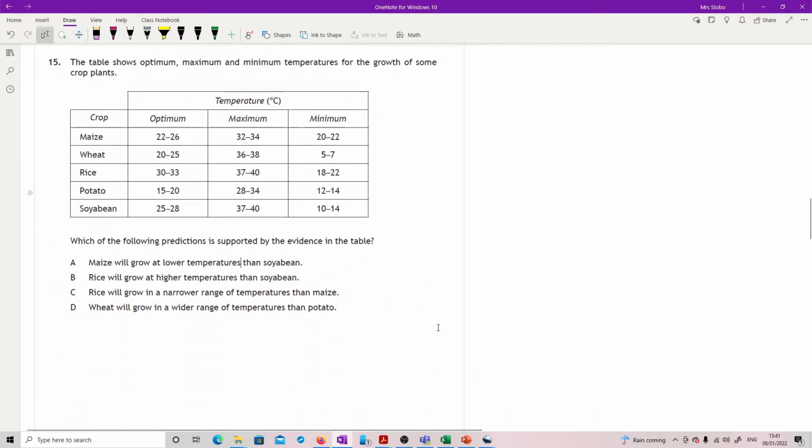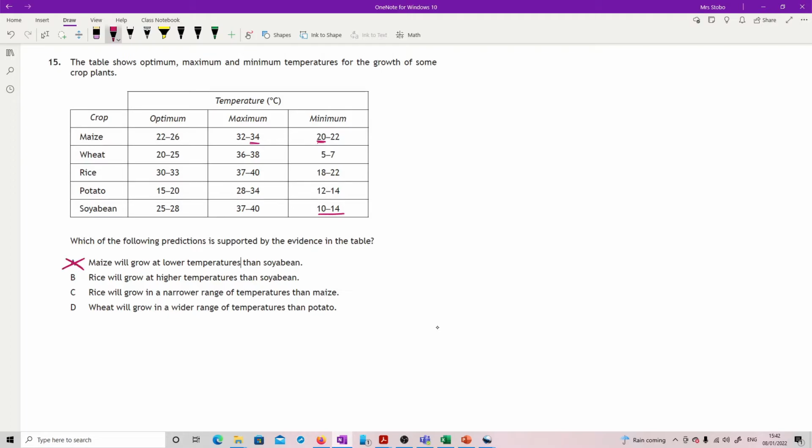Question 15. The table shows optimum, maximum and minimum temperatures for the growth of some crop plants. Which of the following predictions is supported by the evidence in the table? Right, so we've got our optimum for maize is 22 to 26, but it can survive up to 34 and it could survive also down to 20. That's what we're looking at for information for each of them. So let's just work through the information. Maize will grow at a lower temperature than soybeans. Maize can get as low as 20, but soybeans 10 to 14, so nope.